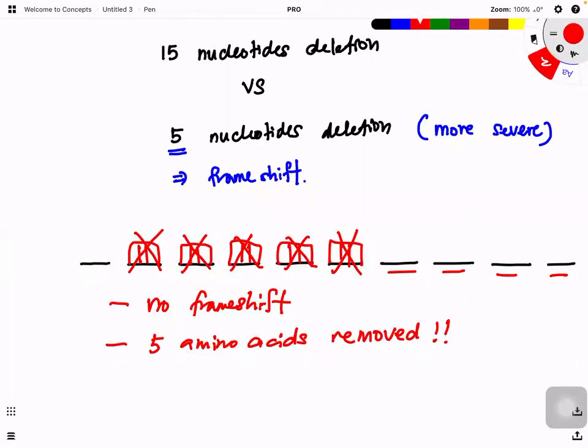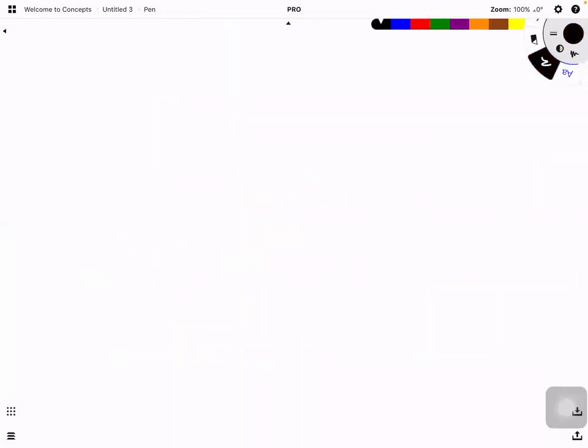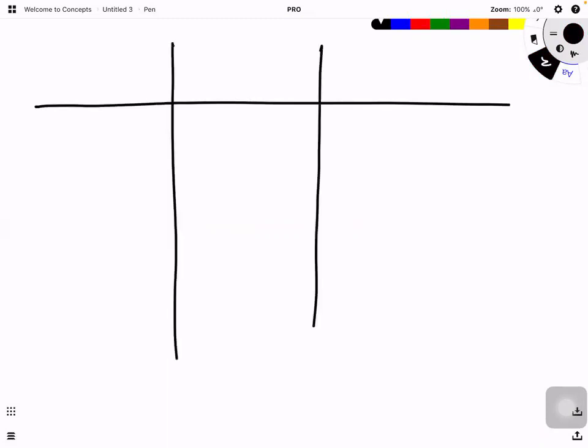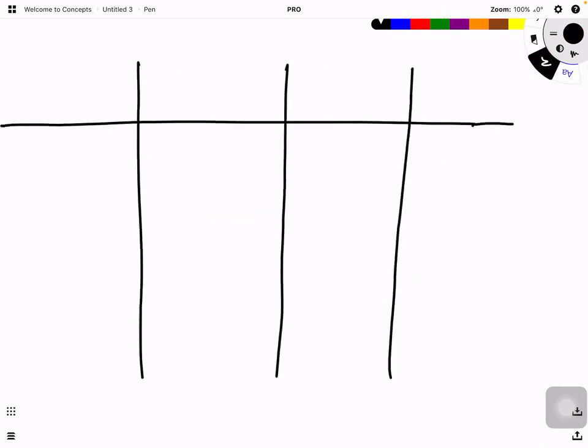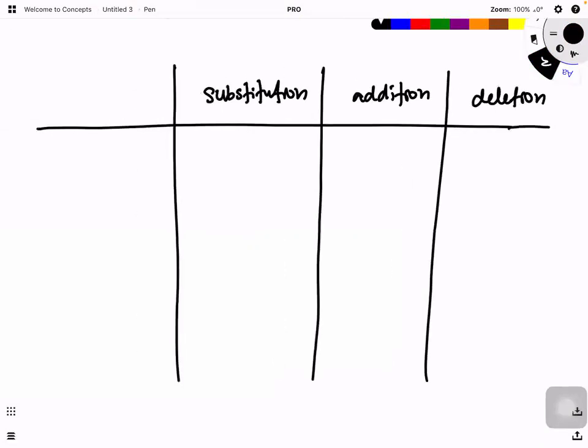So it means that the reading frames are wrong. Let me put it in table form to summarize. We have the base substitution, the base additions, and the base deletions. Basically additions and deletions belong to the same category. So what is the effect here? Silent mutation can only be caused by substitution. Additions cannot, deletions cannot.